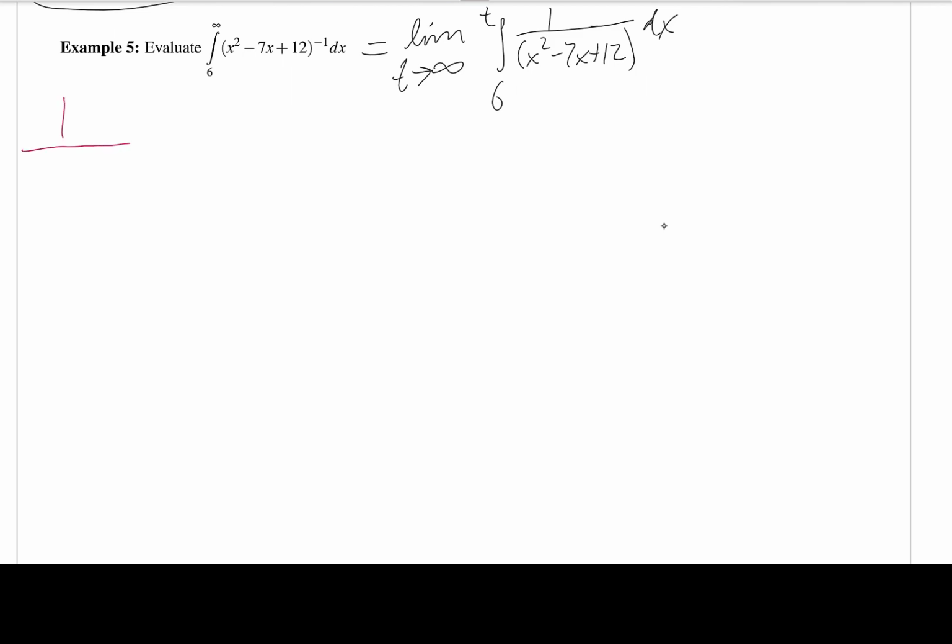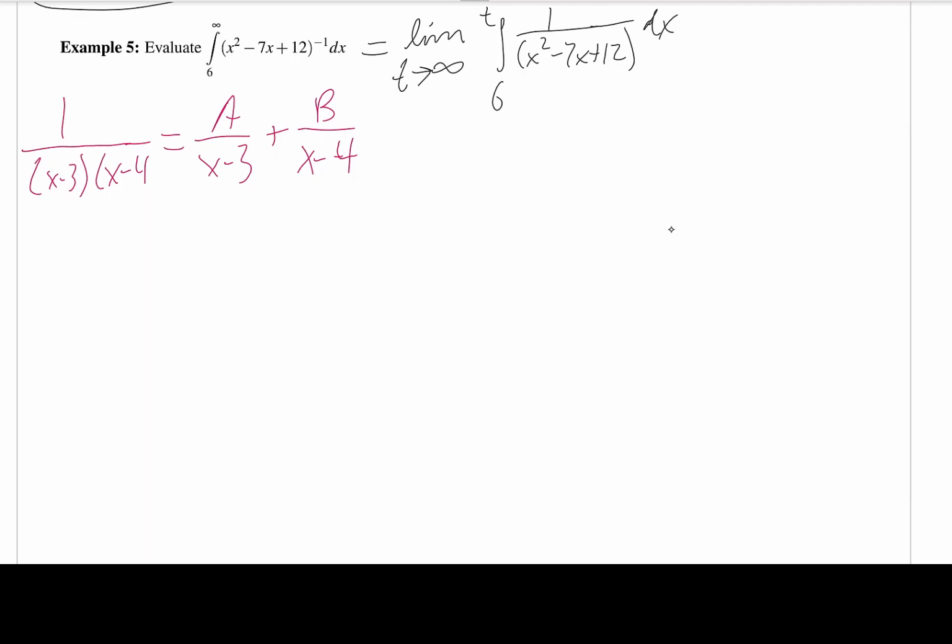So first thing I'm going to do is take that quadratic on the bottom and factor it, so it becomes x minus 3, x minus 4, equals a over x minus 3 plus b over x minus 4. And so I'd like you to go ahead and pause the video now and solve for a and b.